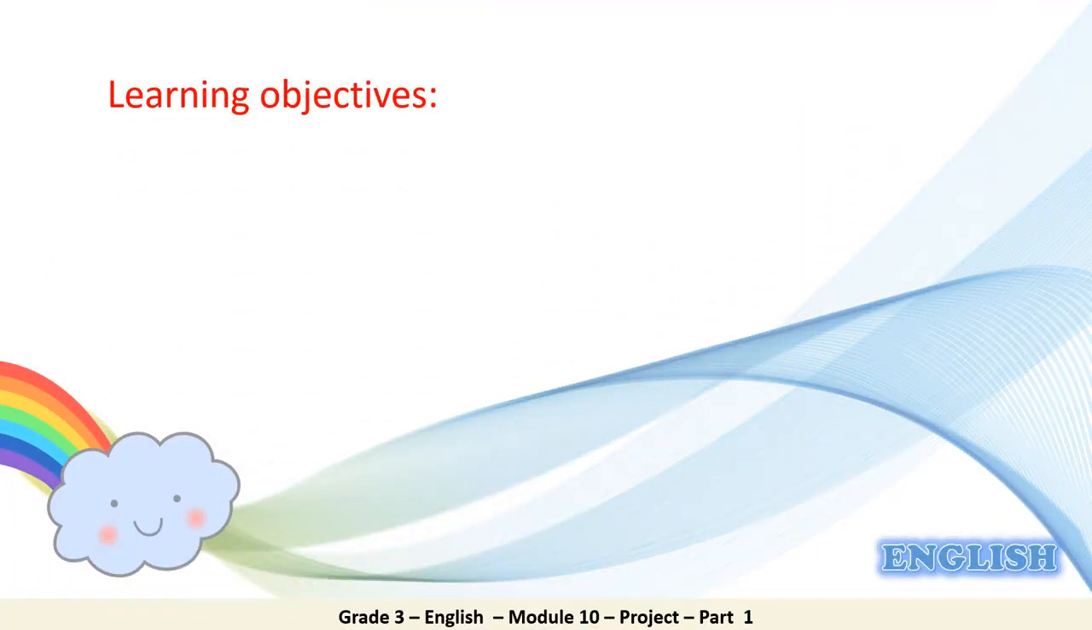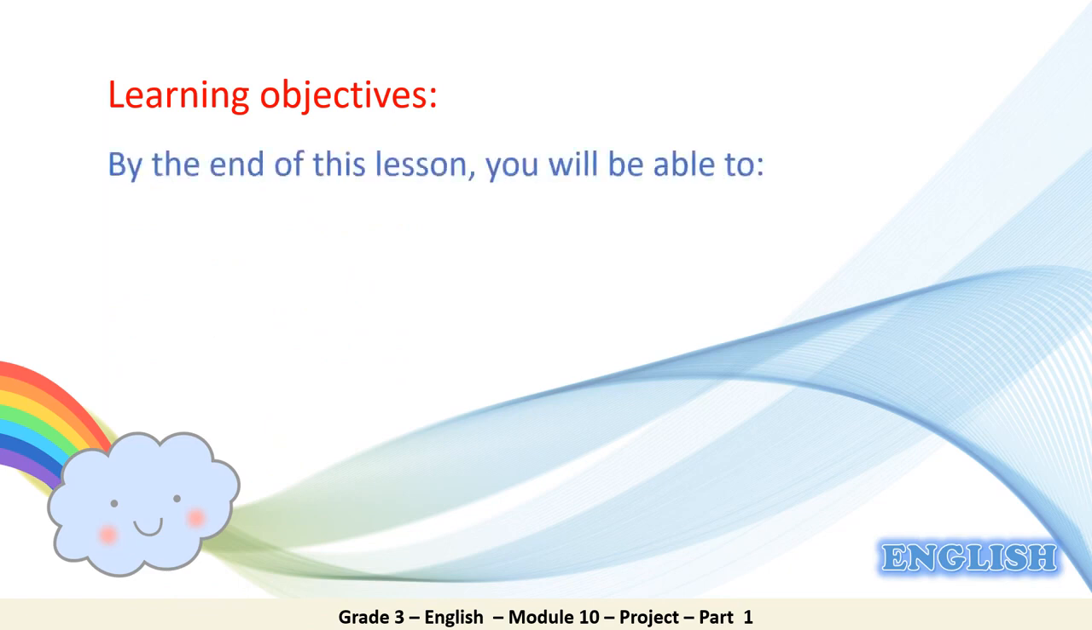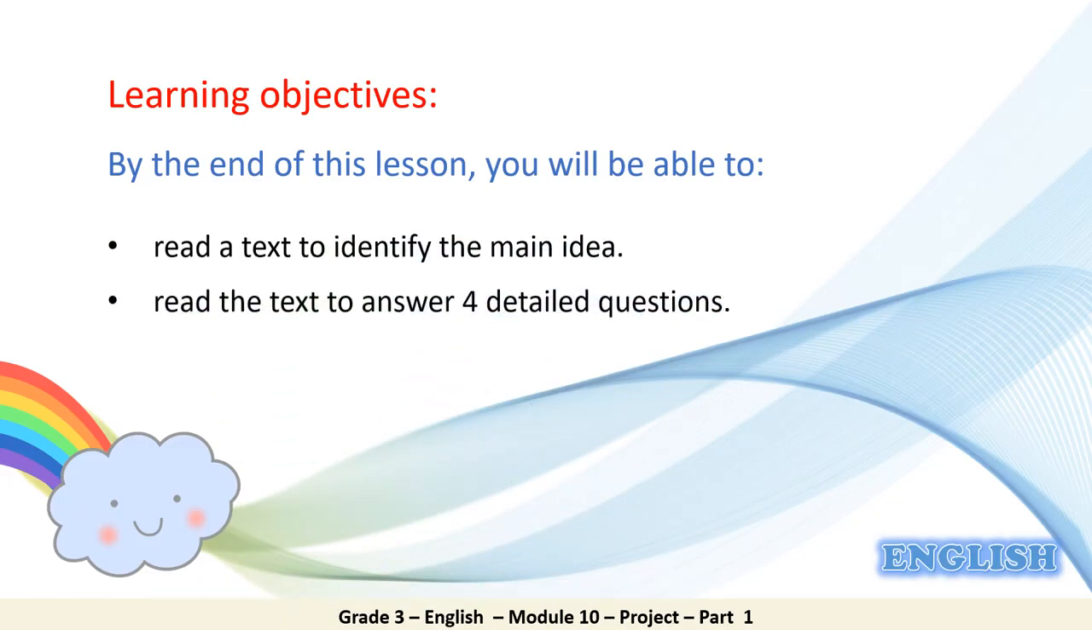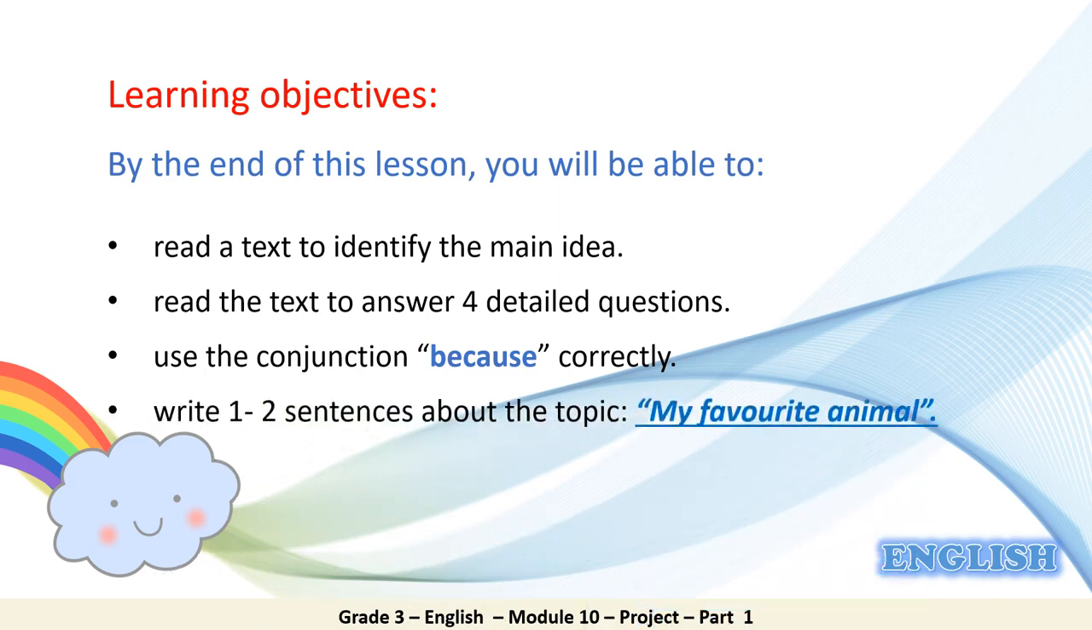Let's take a look at our learning objectives for today. By the end of this lesson, you will be able to read a text to identify the main idea, read the text to answer 4 detailed questions, use the conjunction because correctly, and then write 1 to 2 sentences about the topic My Favorite Animal.